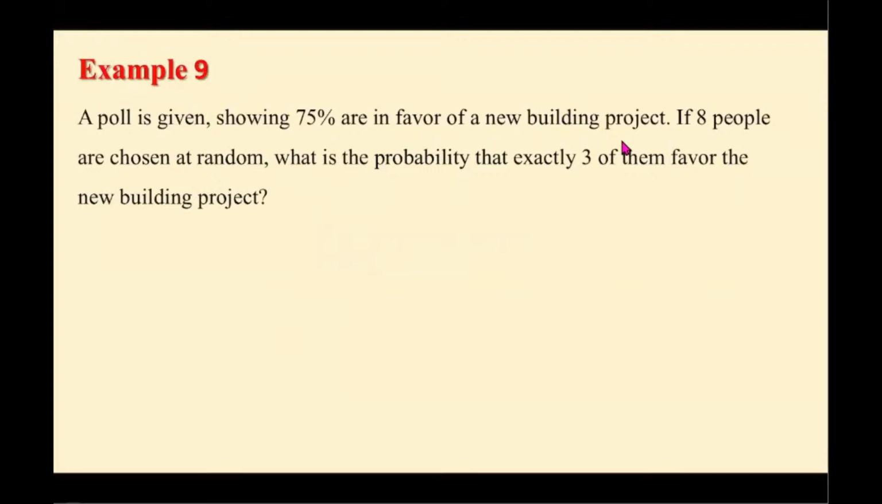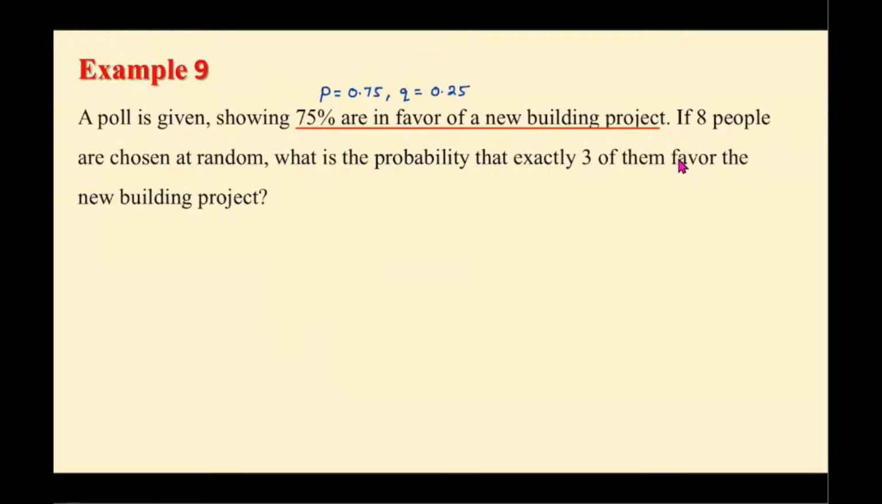Next example. A poll is given showing that 75% are in favor of a new building project. If 8 people are chosen at random, what is the probability that exactly 3 of them favor the new building? Here, what they are saying is 75% are in favor of the new building project, so the probability that they support the new project is 0.75. The probability they are not in support will be 25% or 0.25.